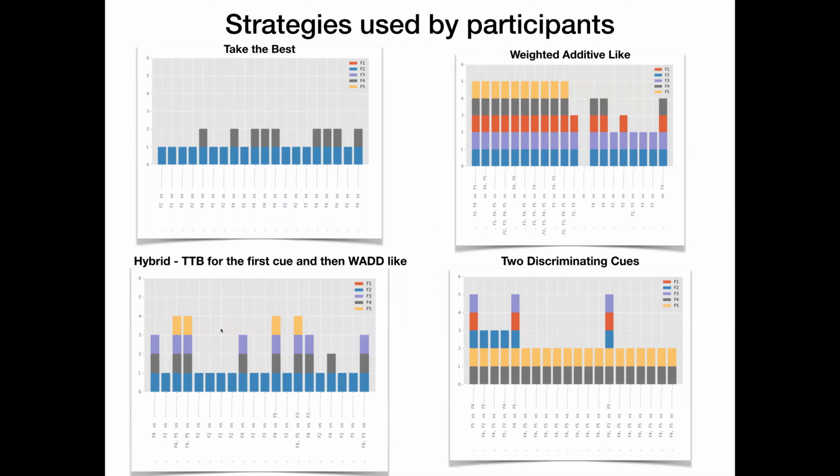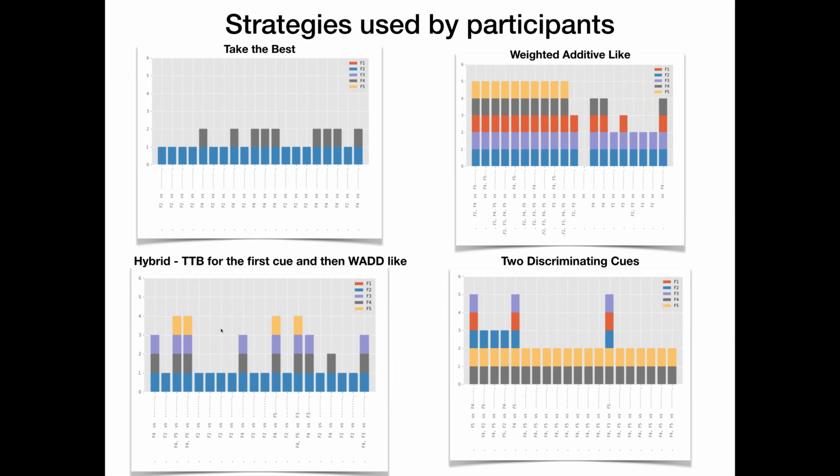Firstly, we notice a lot of individual difference in the strategy adopted. We show four examples here. The first one on the top left is a classic take the best. That is to keep looking for cues until the first discriminating cue is found. Here the participant looks at cue F2, and if that does not discriminate, they look at F4.